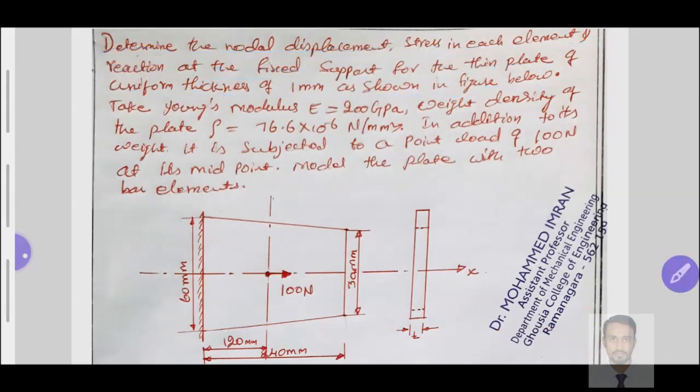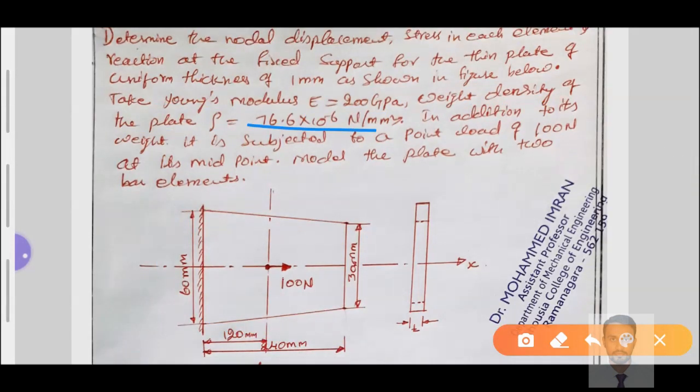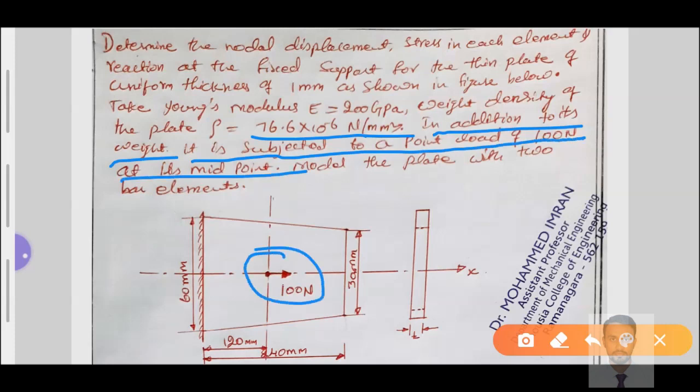This is a tapered cross sectional bar element that we have here. Young's modulus of the material used to make the bar element is steel, 200 gigapascal. Weight density of the plate, rho, is equal to 76.6 into 10 to the power of minus 3 Newton per millimeter cube. In addition to its weight, it is subjected to a point load of 100 Newton at the midpoint.